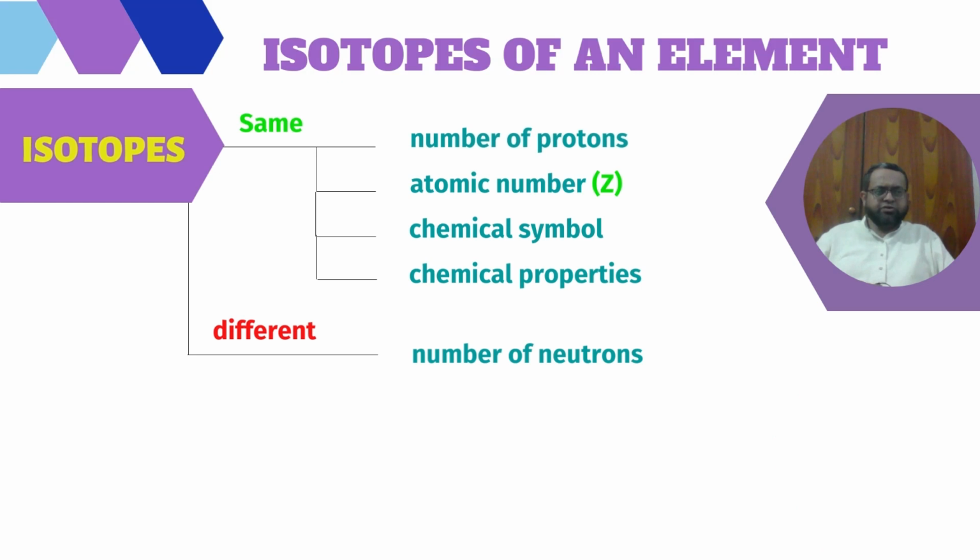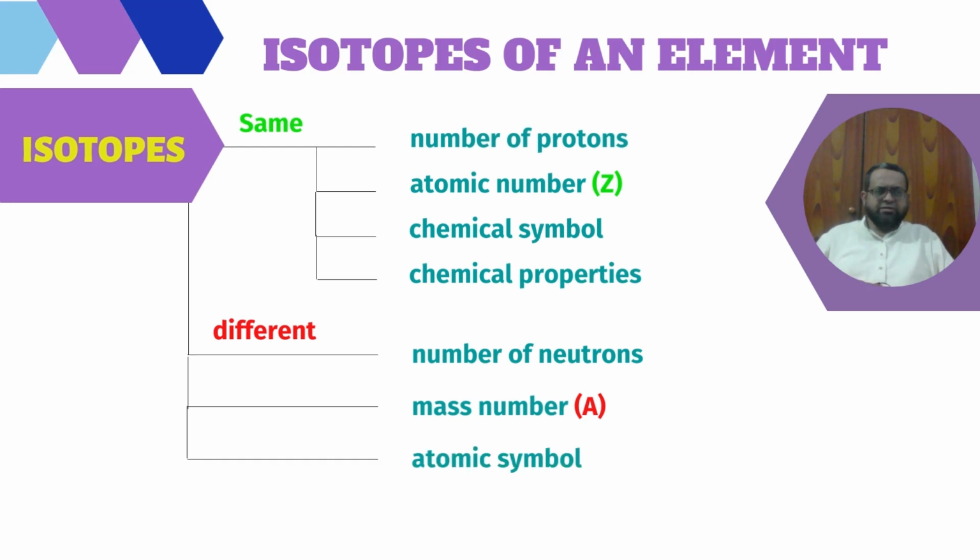From the definition of isotope, it is very clear that isotopes have different numbers of neutrons. If neutrons are different in different atoms of an element, meaning isotopes of an element, then definitely their mass number or nucleon number would also be different.